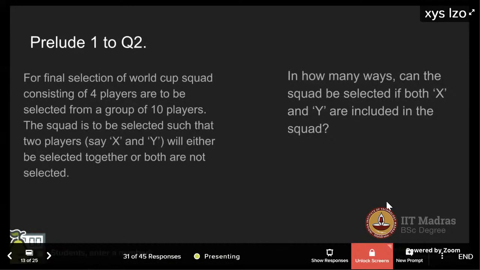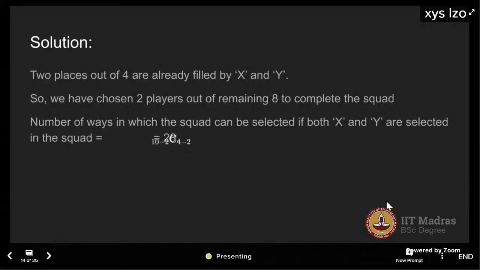X and Y are already fixed. Then you have left... why is it single? You are selecting 2 players already. Both X and Y are included. X and Y are already selected, so it can be taken as 1. Then only 2 are required. Then the 2 can be selected out of 8. It's right. What is the answer?